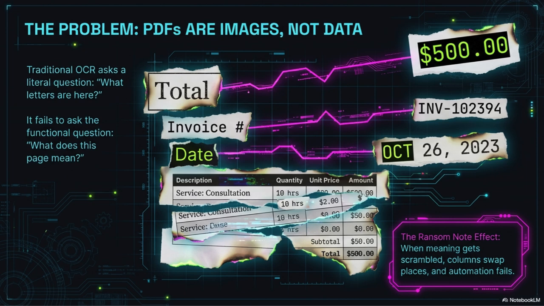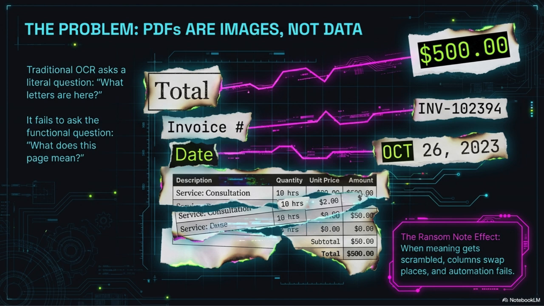The columns are all swapped. The labels are floating somewhere else entirely. It looks less like an invoice and more like a ransom note. The famous ransom note effect. Yeah. And it's funny, but it's also a huge, huge bottleneck in business. We think of PDFs as data, but they're really just pictures of data. And that's the disconnect we're digging into today.